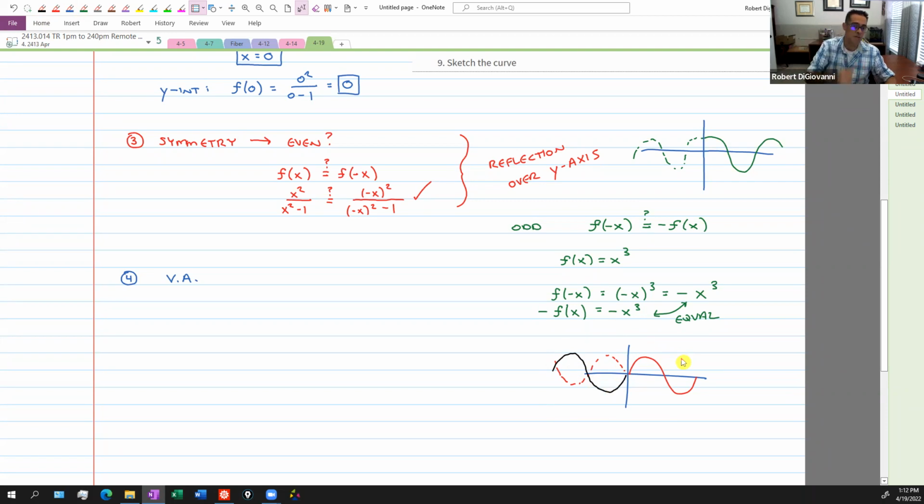So double reflection. They technically call it a reflection over the origin. That's what they call it, but it's really a double reflection. It's reflection over y and x.